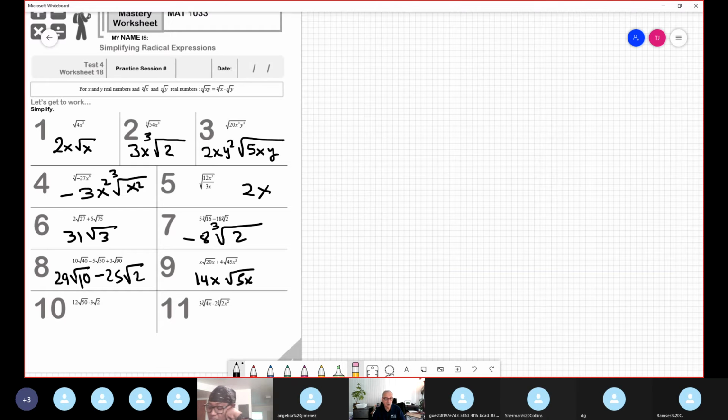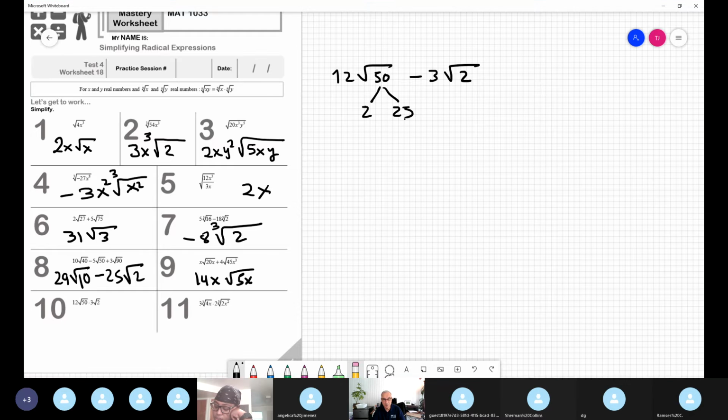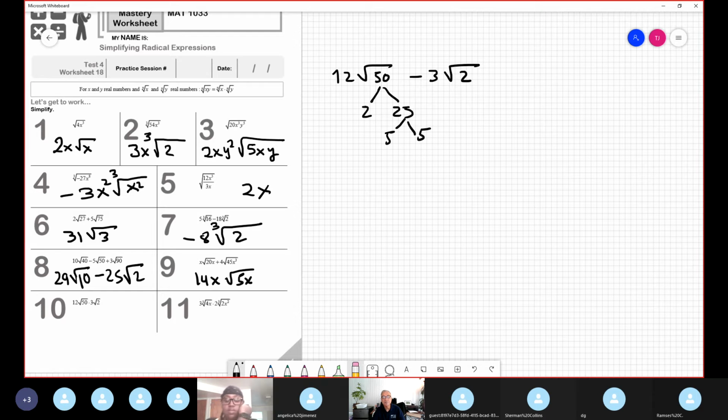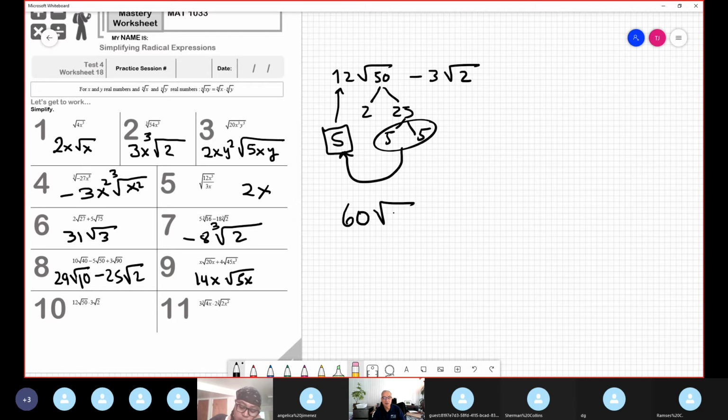Okay, number 10 says 12 radical 50 minus 3 radical 2. Well, 2 is prime, so we cannot simplify this radical more, but this one yes. Divided by 2, 25, 5, 5. A couple of 5s represents one 5 outside. This 5 outside multiplied by 12 is 60, so 60 radical 2.